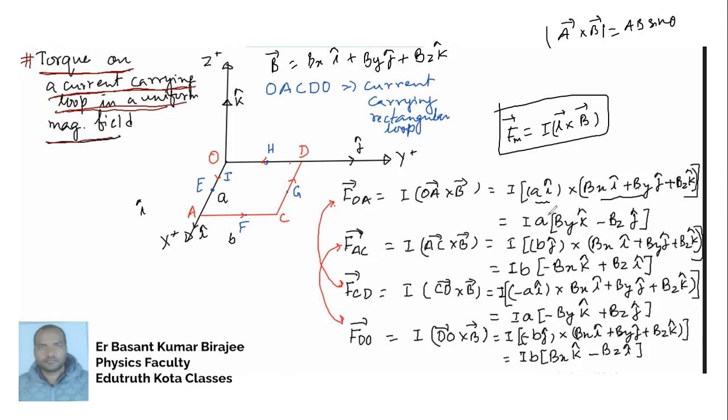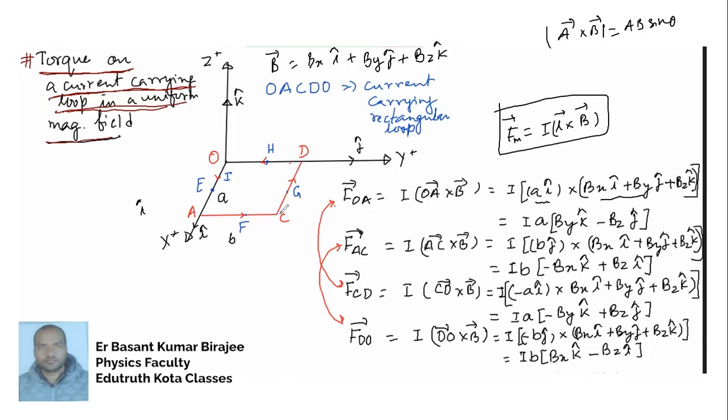Just like in a previous case, we'll find the cross product of this term and this magnetic field, one by one for each term, and we get this result. We found this one. In a similar manner, we can find the magnetic force on the CD arm, this one.